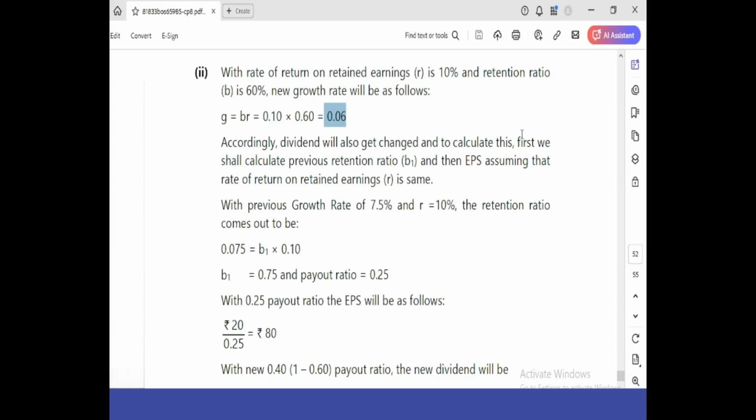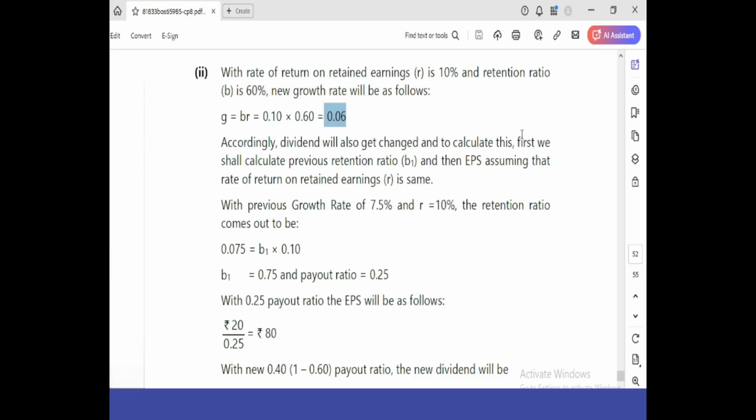So for that, I am supposed to find the retention ratio from last year. What is the retention ratio? We know 10% is the return on reinvested retained earnings, right? Yes, 10%. We also know the growth rate is 7.5%. So the retention ratio, which I don't know, times 0.1, that is 10%, equals the growth rate given earlier, 7.5%.